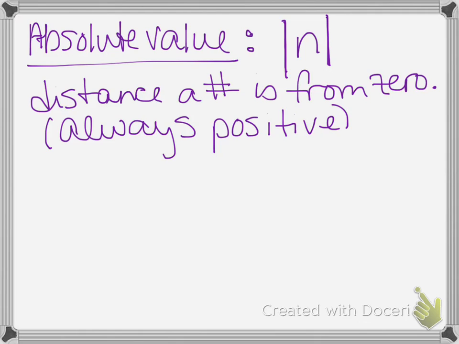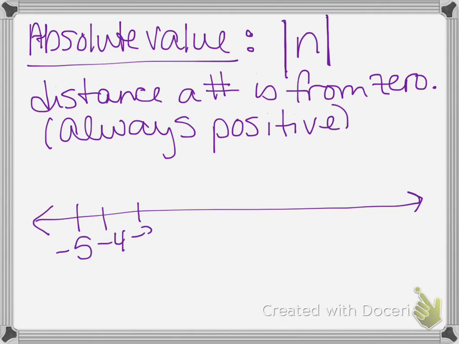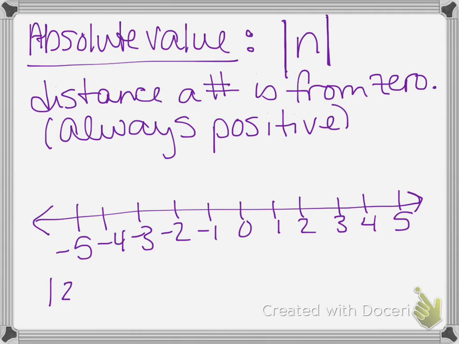Absolute value is always going to be positive, because if this is my number line, and I have -5, -4, -3, -2, and so on, all the way to +5, and I said, okay, I want to know the absolute value of 2. Well, I'm asking you, how far is 2 from 0? How many spaces is it? We're going to count 1, 2. The absolute value of 2 is 2, because it's 2 spaces from 0.